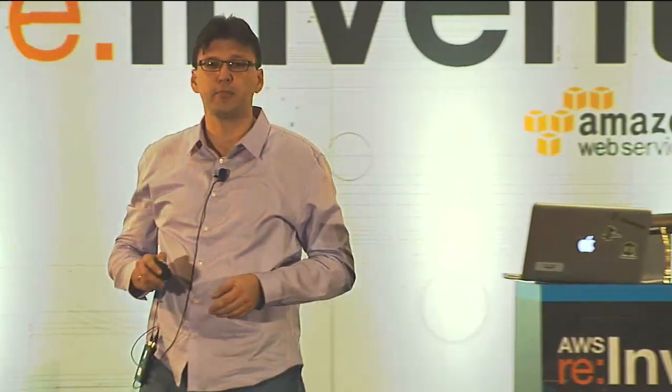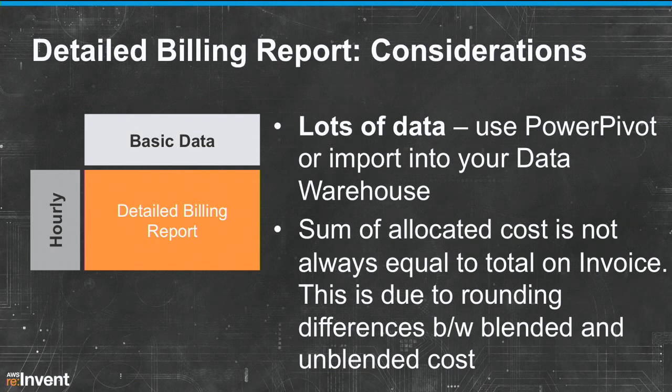Considerations for the detailed billing report. It's lots of data. It's at least 720 or 744, less for February, more line items than the monthly report. So if you're a big customer, it becomes unwieldy for Excel. You might use Microsoft Power Pivot or a script, or just import this data into your data warehouse. Also, since we produce both blended and unblended cost, it doesn't always correspond to your bill. That's because of differences in how we calculate the blended versus unblended cost and how we round it up.